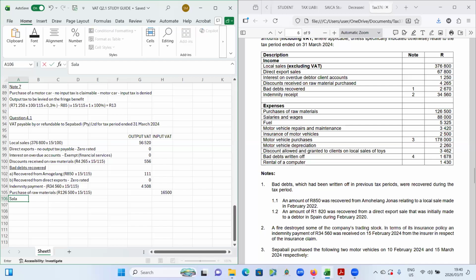Salaries and wages. What are the VAT implications on salaries and wages? Remember, it's an expense. Should we claim input tax here? No, we don't. What is the reason? It's not an enterprise. So it's excluded from the definition of enterprise.